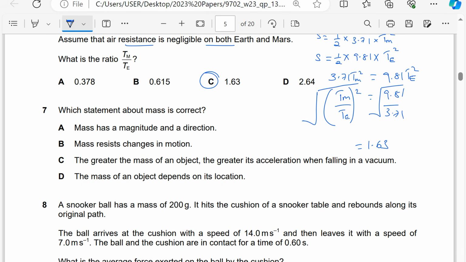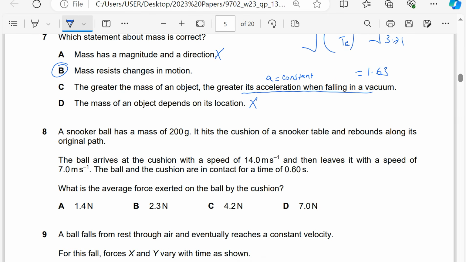Which statement about mass is correct? Of course, mass is the opposition to change in motion offered by an object, or resistance to change in motion by an object. That is mass. Mass has magnitude and direction, that is not true. Mass resists change in motion. I think the answer is B. The greater the mass of the object, the greater the acceleration when falling in a vacuum. When falling in a vacuum, acceleration is constant, so that statement is not correct. The mass of an object depends on its location. The mass is the same everywhere.